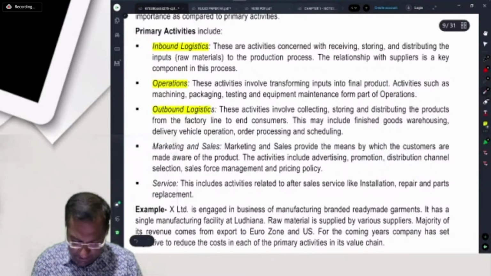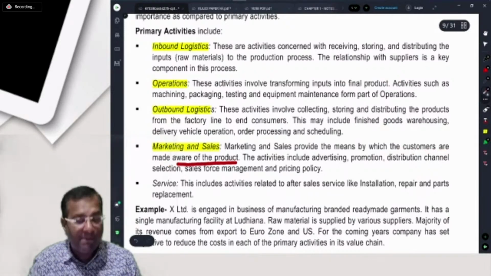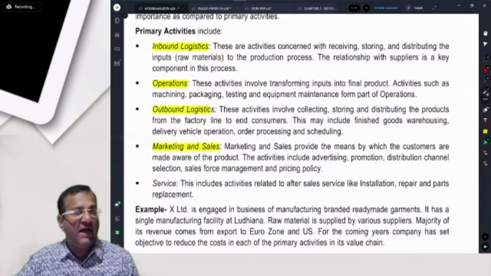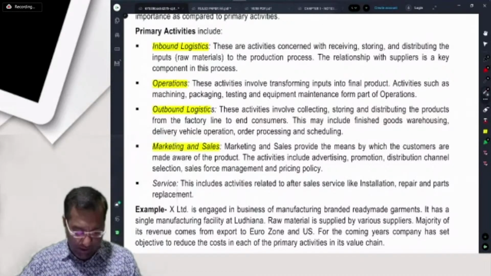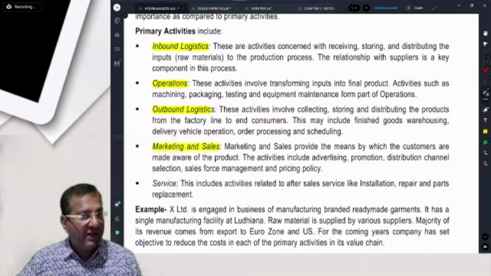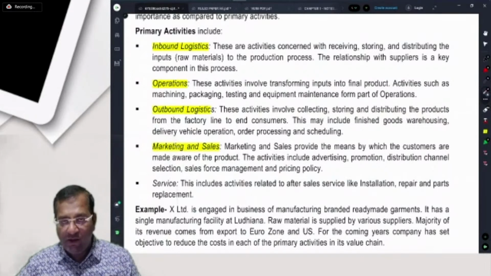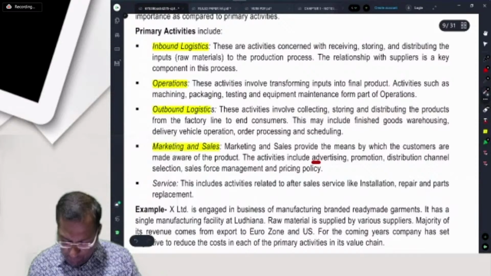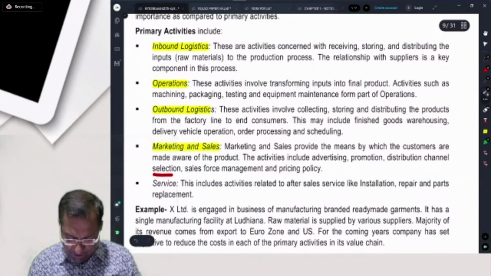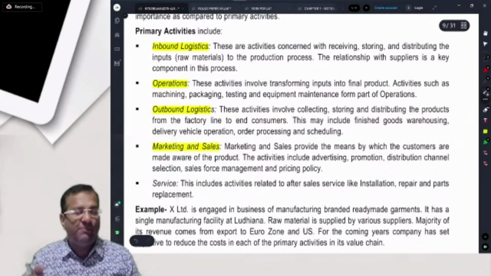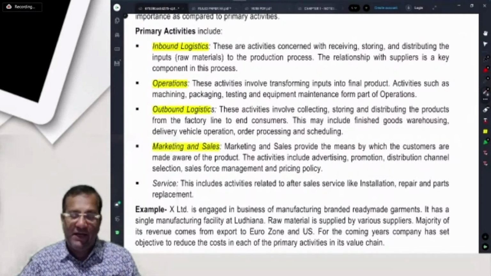Okay. The next part is marketing and sales. What do you mean by marketing and sales? Customers are made aware of the product. The fourth primary activity, as per Michael Porter, is marketing and sale. In marketing and sale, we make the customer aware about our product. What does it include? It includes advertisement.